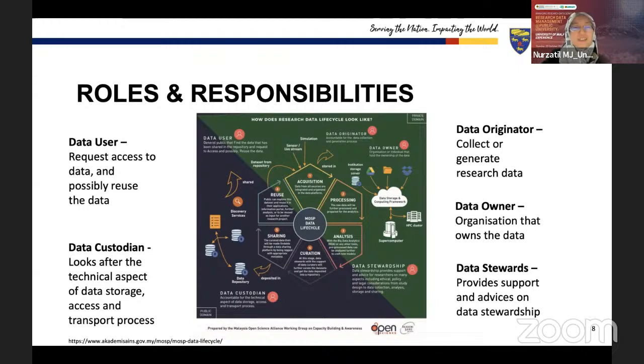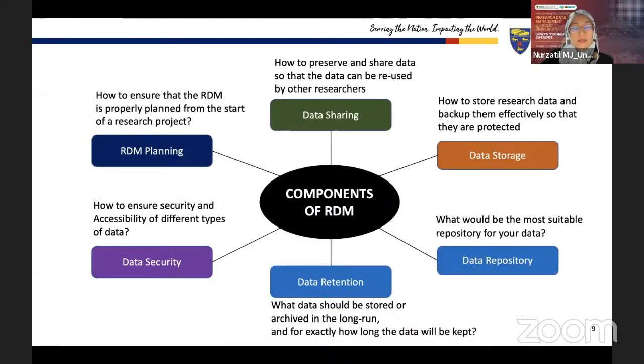That's the data custodian. And we also have the data user. That could be researchers who are using the data, or the public. Data users also have responsibilities. Not just accessing it, but if we want to reuse it, the responsibility of the data user is to give full acknowledgement and credit to the data originator, the creator of the data. Okay. All right. So what are the components of RDM?